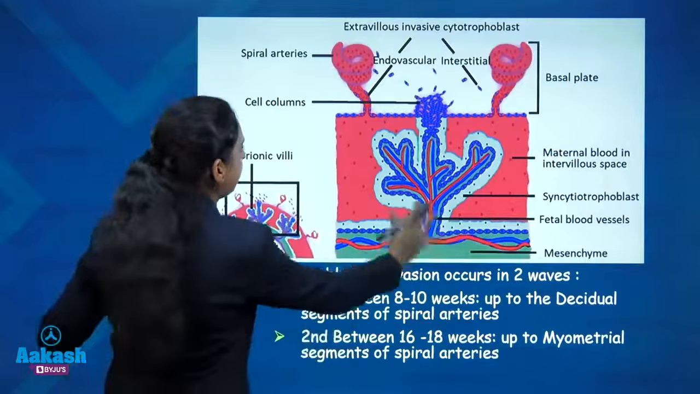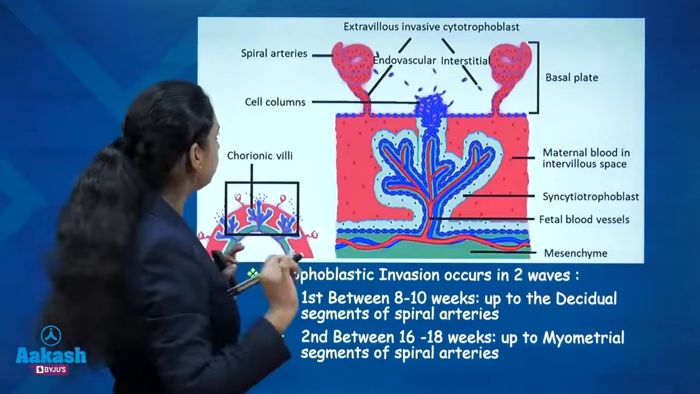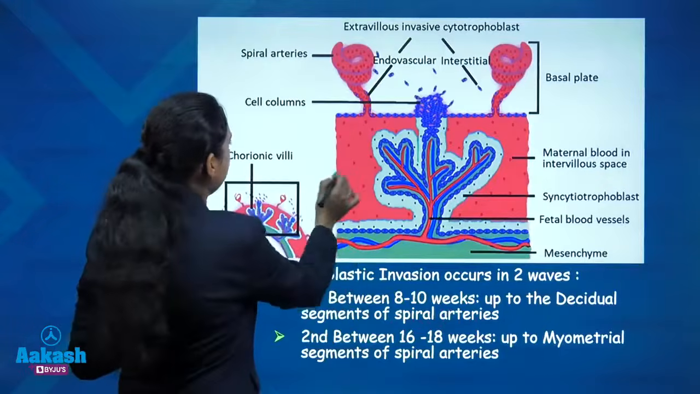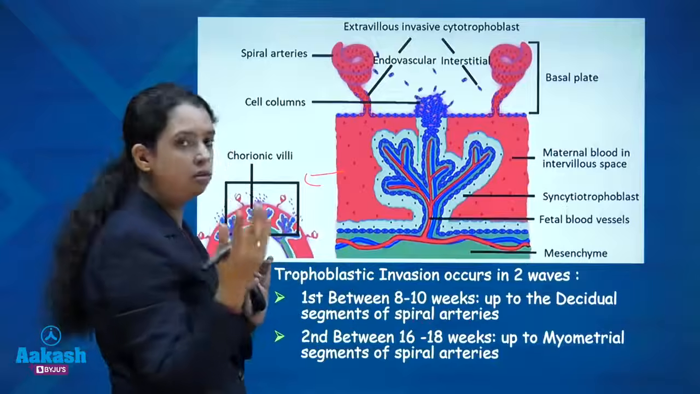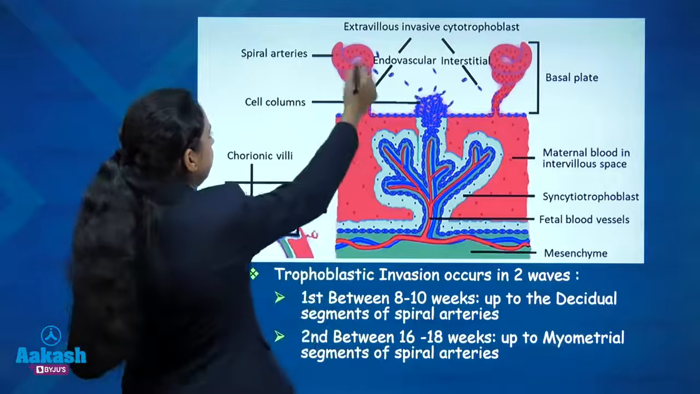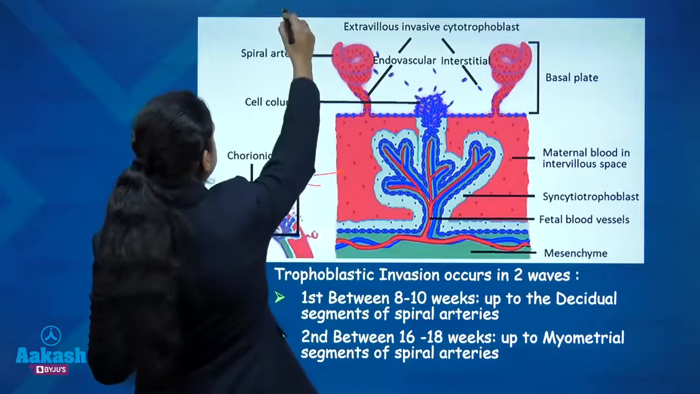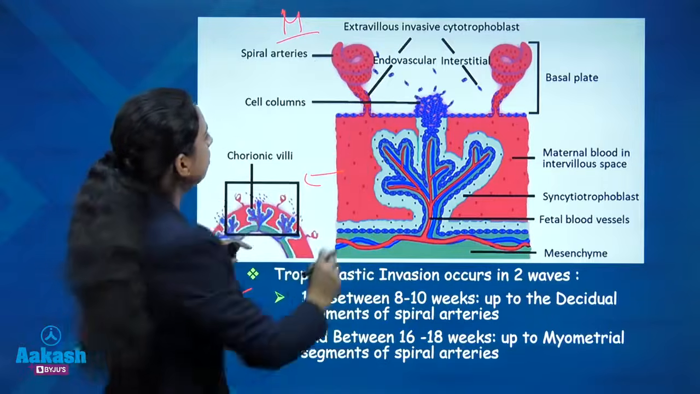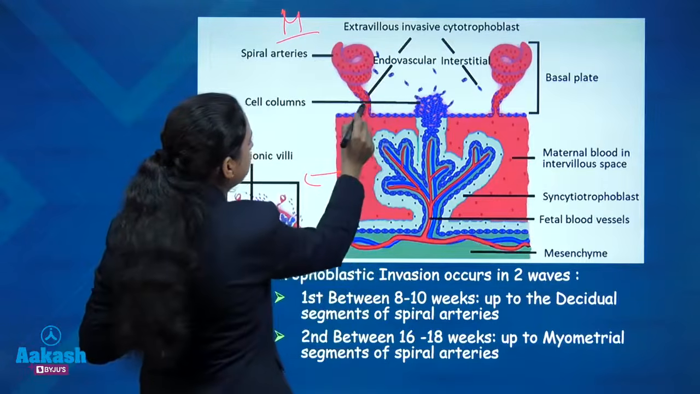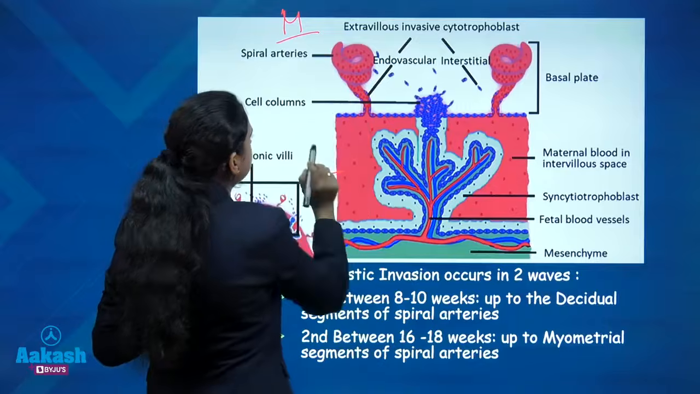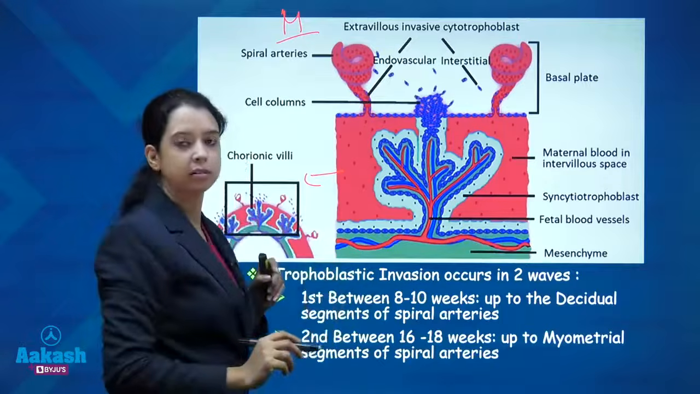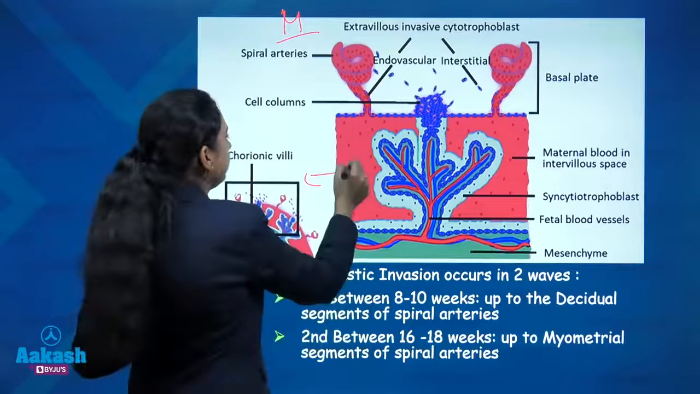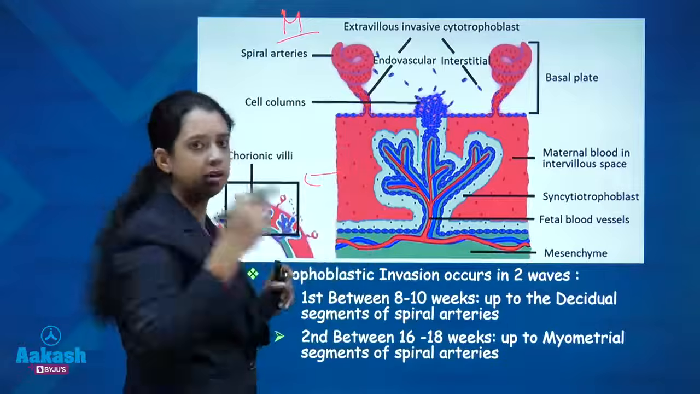These villi are formed by villous trophoblast. Now, this red color is your interstitial trophoblast. Can you see these spiral arterioles? This is the maternal side, and this is the fetal side. These spiral arterioles are being invaded by these blue colored cells, which are your endovascular trophoblast. Endovascular and interstitial are together called extravillous trophoblast.